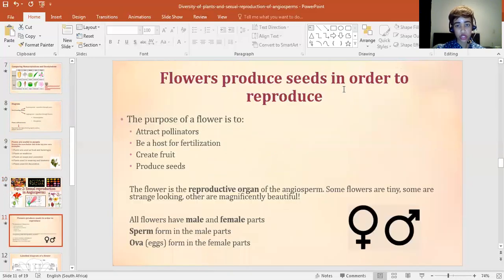Right, flowers produce seeds in order to reproduce. The purpose or function of a flower is to attract pollinators, birds and insects that will help to pollinate the plant, be a host for fertilization, host being the area where fertilization can happen, creation of fruit and production of seeds. The flower can be called the reproductive organ of the angiosperm because it is where reproduction happens. It contains male parts and female parts.